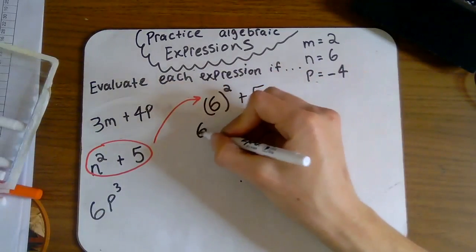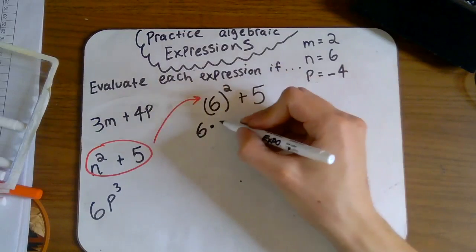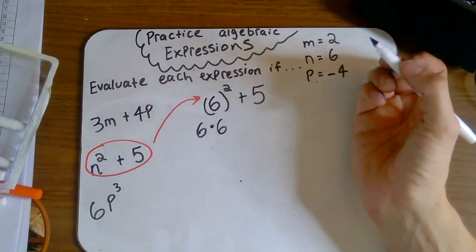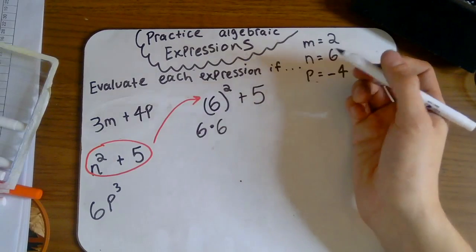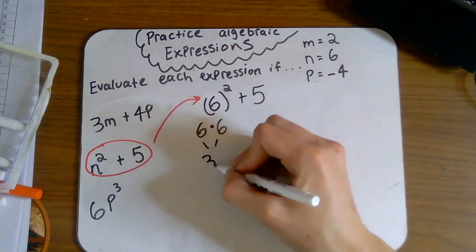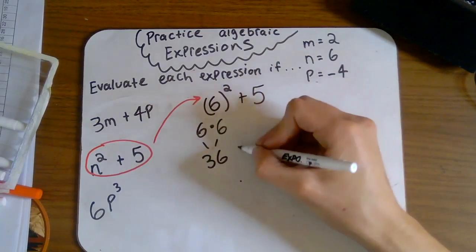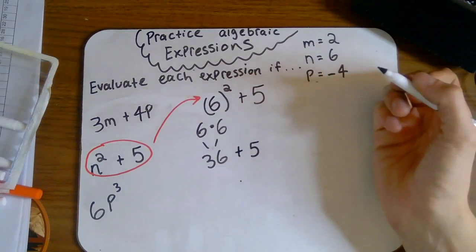This is the same thing as 6 times 6. Well, we can go ahead and take care of that really quick. That's going to be 36. And now we're ready to add 5 more here.